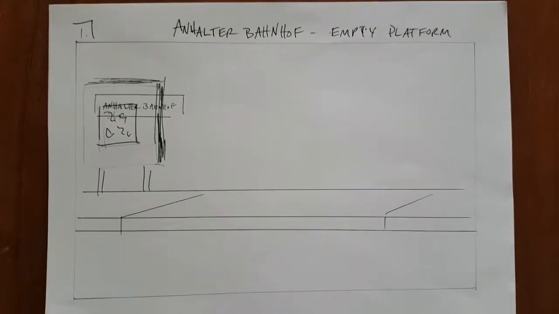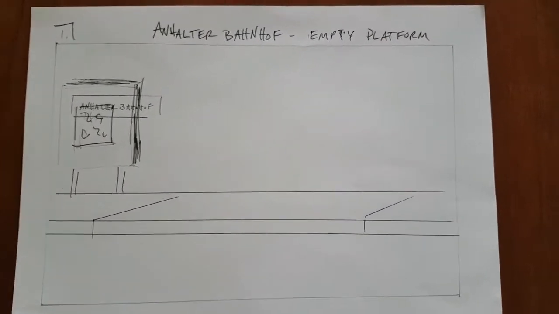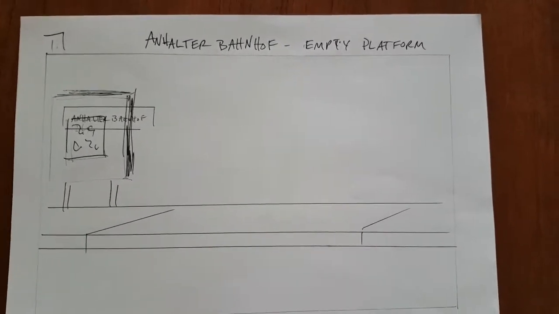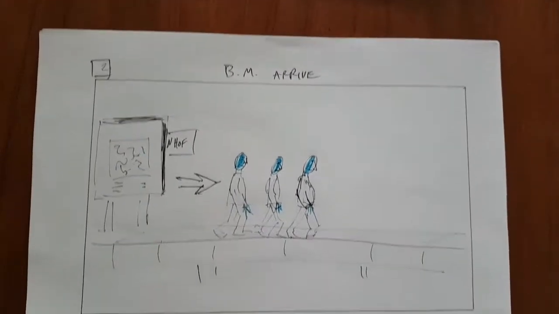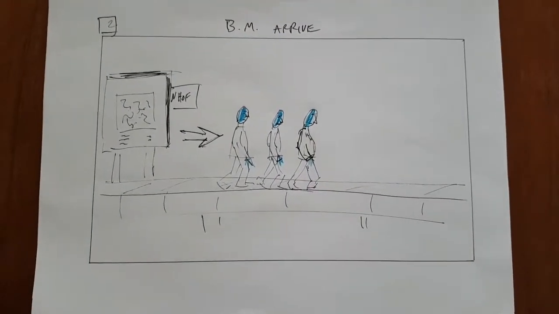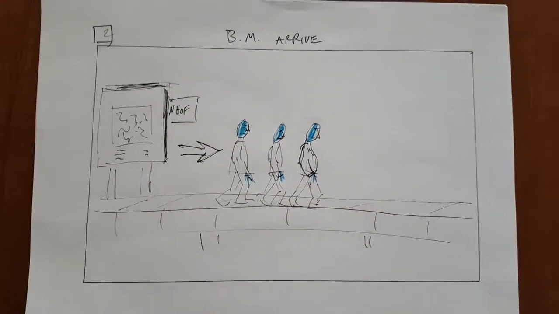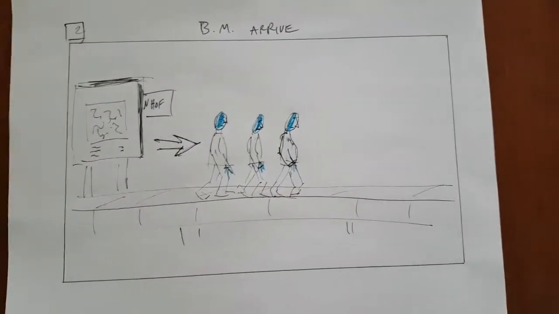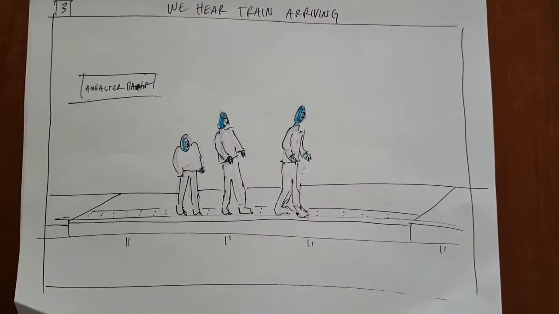Here's a very low-tech version of a storyboard for the Anhalter Bhf train story. Empty platform, and we see the blue men walk in. This may have to be done down the very end of the platform where the train comes in, as you'll see in a moment. And then they hear the train coming, we hear the train coming.